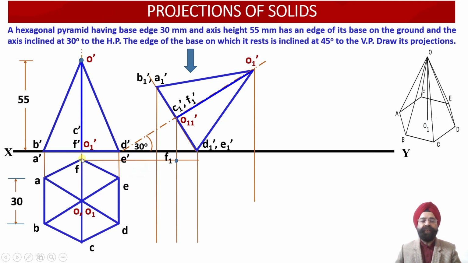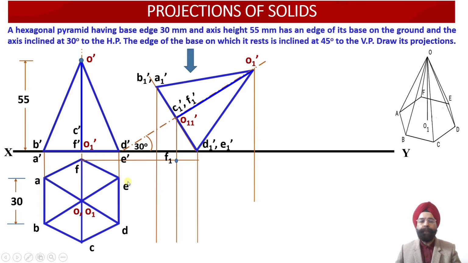So the first point available with us is F. Now once we draw the horizontal projector line through the point F of the previous plan projection view, wherever this intersects with the vertical projector line drawn through the point F1 dash, we obtain the point F1 over here.